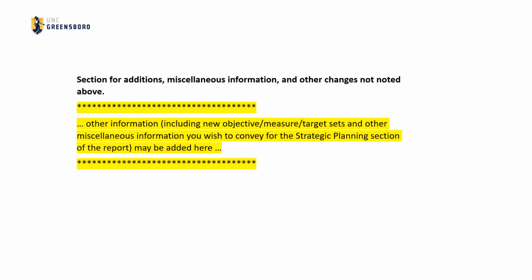Next is the section for additions, miscellaneous information, and other changes related to the strategic objectives section. In this optional section, the user is provided with an editable area where other information regarding strategic objectives may be provided. For example, did the program have a strategic objective, measure, target set that wasn't listed in the template? Here's the spot to list that objective, measure, target set, and its associated findings. Other miscellaneous information related to the strategic objectives section can be provided here as well.